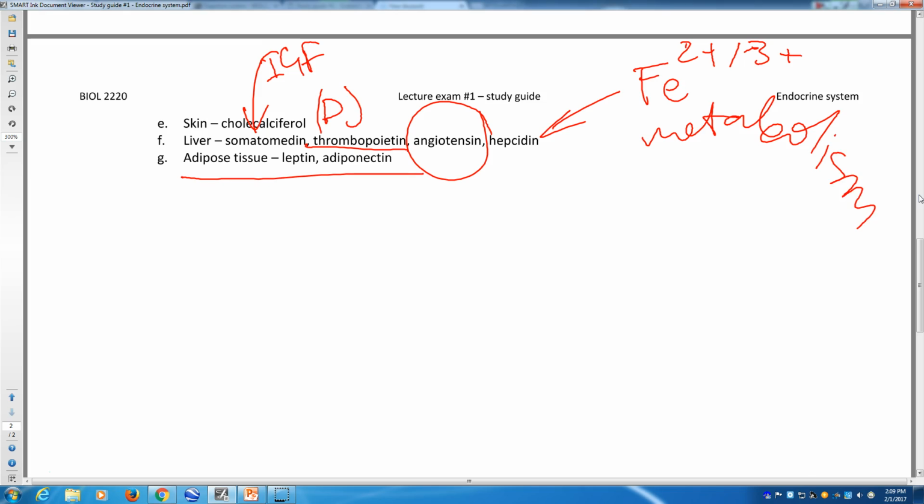Adipose tissue, leptin and adiponectin. Now here we are. Leptin gives you a sense of satiety. Ghrelin gives you a feeling of hunger. Leptin, feeling of satiety. You're full. Both of them, leptin and adiponectin, participate in food intake regulation. They kind of limit the amount of food that you take in. Does that make sense? Any questions?